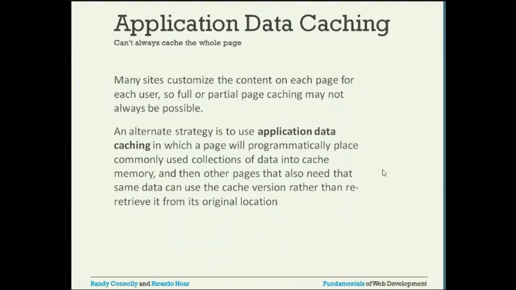What is the alternate strategy? To use application data caching, in which a page will programmatically place a commonly used collection of data into cache memory, and then other pages that also need that same data can use the cached version rather than retrieving it from the original location. So in application data caching, certain data which is requested by many pages, or the most commonly used data, will be cached. So whichever page requires that kind of data, instead of going and getting it from the original location, will get it from the cache.